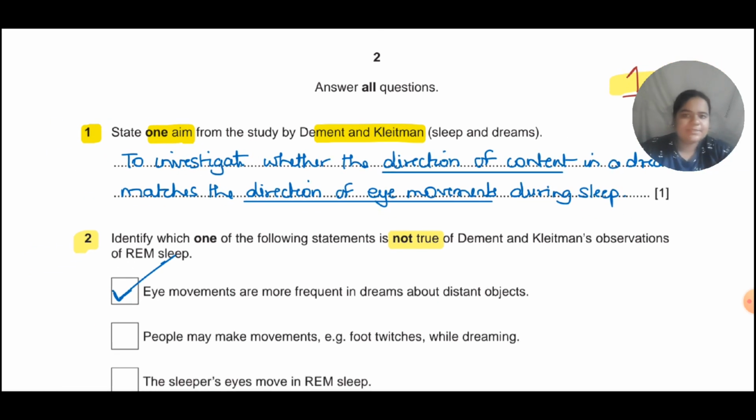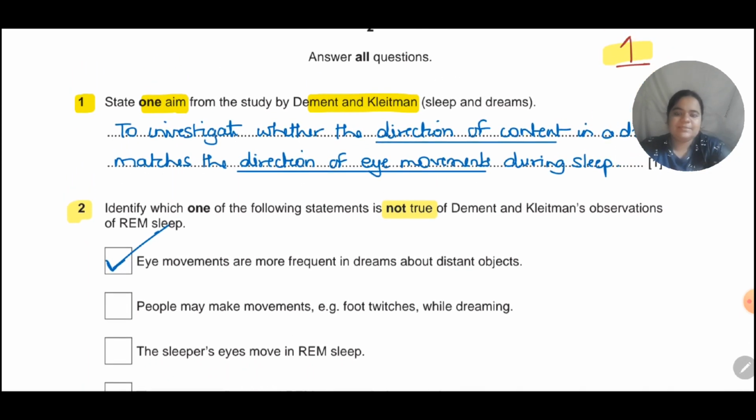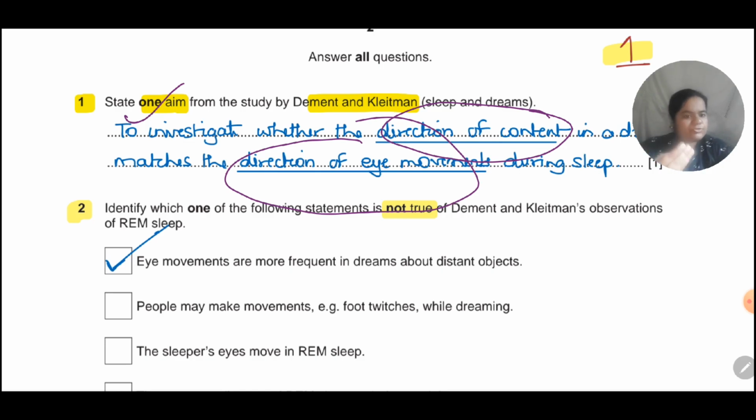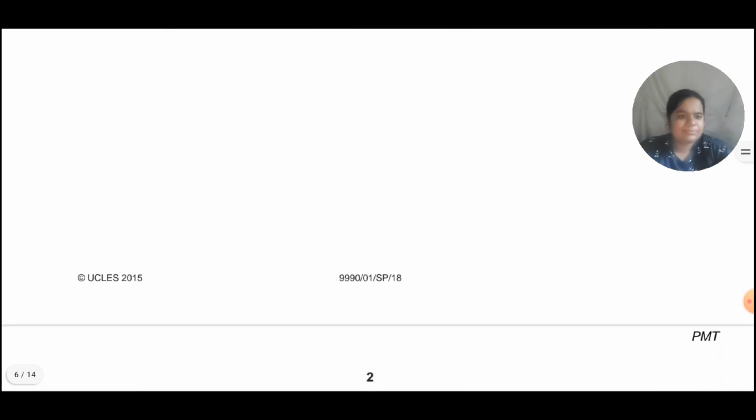So here, like you can see, one of the students in the class, when I asked her for 1 aim, she said that it was to investigate about the direction of content in the dream, whether it matches with the direction of eye movements during sleep. She chose to write about the 3rd aim. She found it easy to explain. So that's up to you.